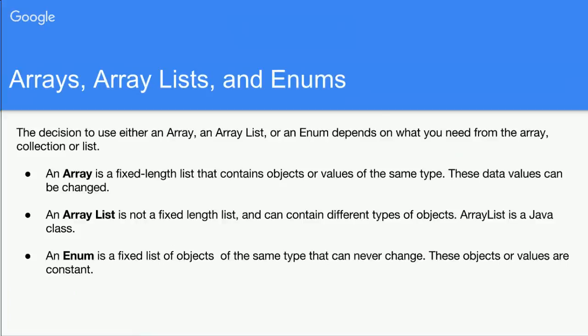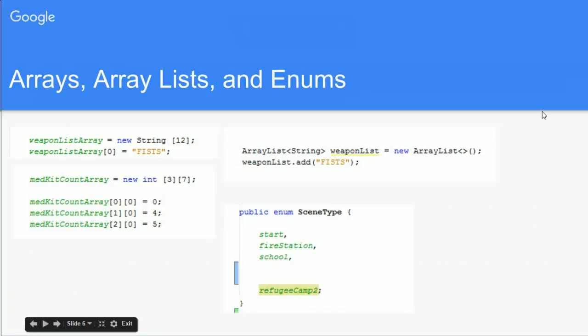An enum is a fixed list of objects of the same type, and the list never changes. The objects or values are constant and remain so. They can be referenced by index like the other two. Similarly, they use an ordinal system, which is essentially an index, but you don't really need the index if you know the name of the constant, and you can get right to it without worrying about an index. And these are examples of the different types of lists and arrays that we've used.